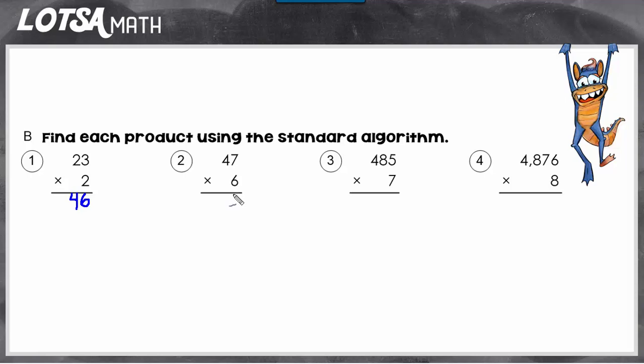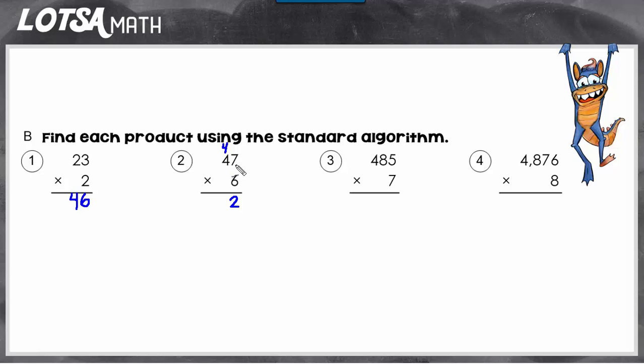So remember, the first step is to find the digit in the ones place and multiply it by your multiplier, 6. So 7 times 6 is 42. So this problem is a little bit different because the answer is 2 digits. It's 42. You can only put one digit in the ones place, so you're going to carry the other digit to the tens place. You're going to put the 4 from 42 up here in the tens place. You'll just ignore it for now.